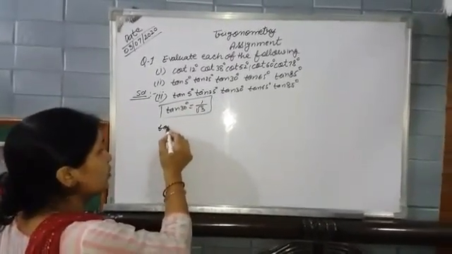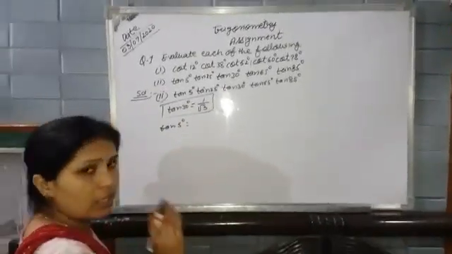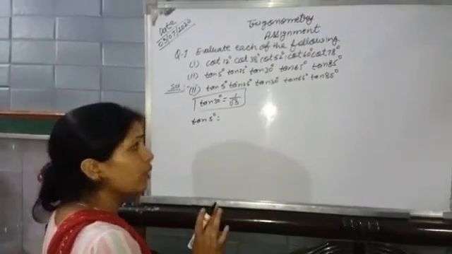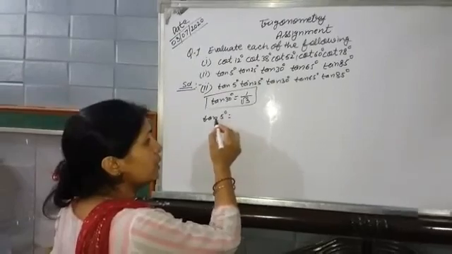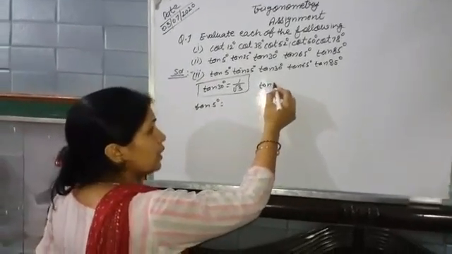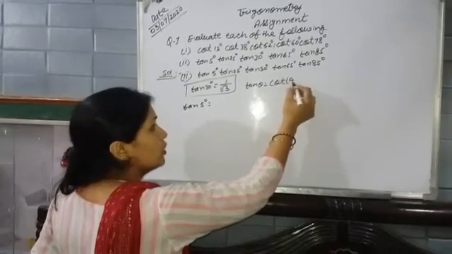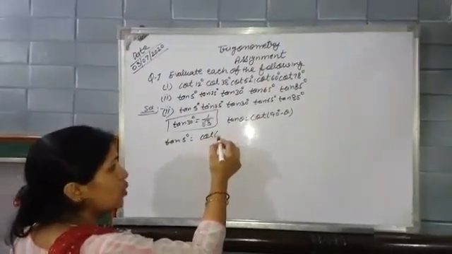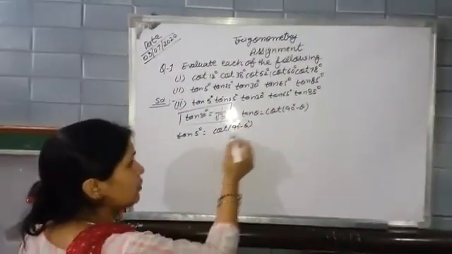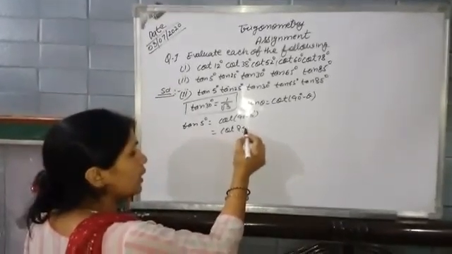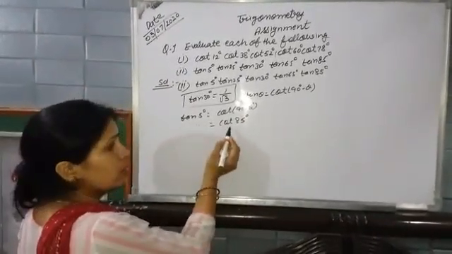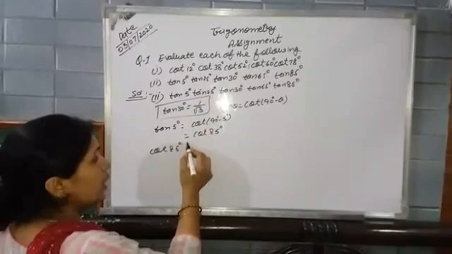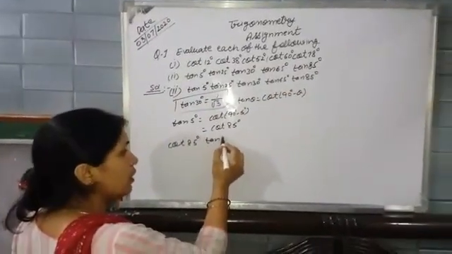It means we can express tangent 5 degree. You can convert 5 in terms of 85 or 85 in terms of 5. There will be no difference. Both values will be the same. So tangent 5 degree, tangent theta. What is the result? Tangent theta is equal to cot of 90 minus theta. So this tangent 5 degree can be written as cot of 90 minus 5. So this is equal to cot 85 degree. So tangent 5 degree is equal to cot 85. Substitute this value: cot 85 degree, and next is tangent 85 degree.